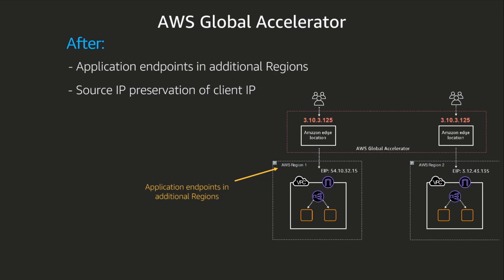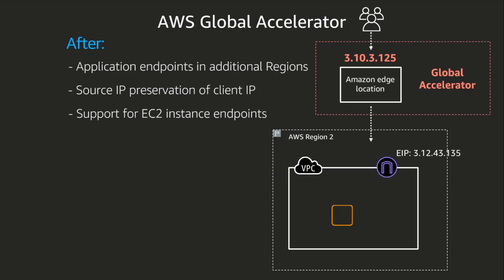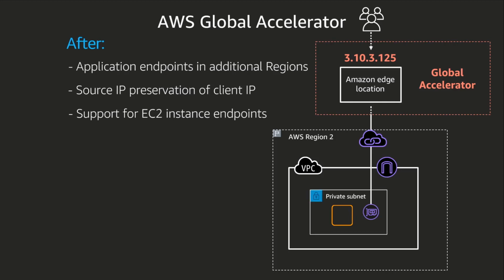We've got source IP preservation of the client IP. Previously, when you connected from your clients down through to your application, the application couldn't see what the source IP was. Now we have source IP preservation, and we now have support for EC2 endpoints, where we can basically drop Global Accelerator into a VPC privately using an interface endpoint, allowing access privately from Global Accelerator down into your VPC.